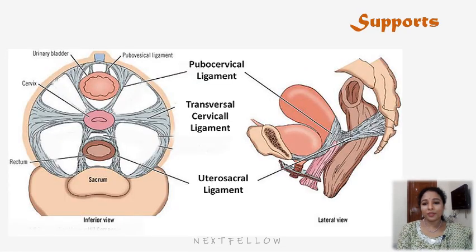Moving on to the most important part, that is the supports of uterus. We can have muscular supports. Muscular supports are dynamic supports which provide excellent support to the uterus. The foremost important thing is the pelvic diaphragm. Pelvic diaphragm is made up of levator ani and coccygeus.